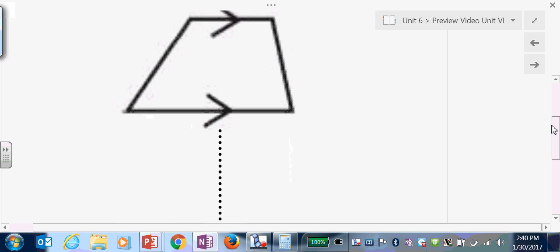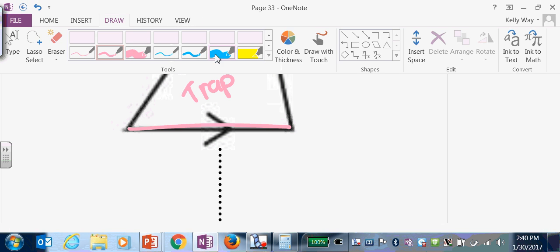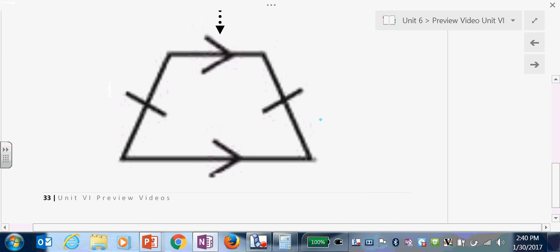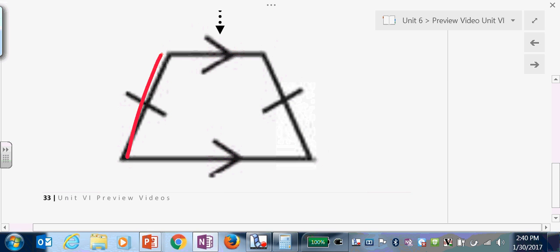So there's 2 basic kinds of trapezoid. There's your generic basic trap, where you have one set of parallel lines, and then the legs are not the same. And then, if you make the legs the same, this is called now an isosceles trap.